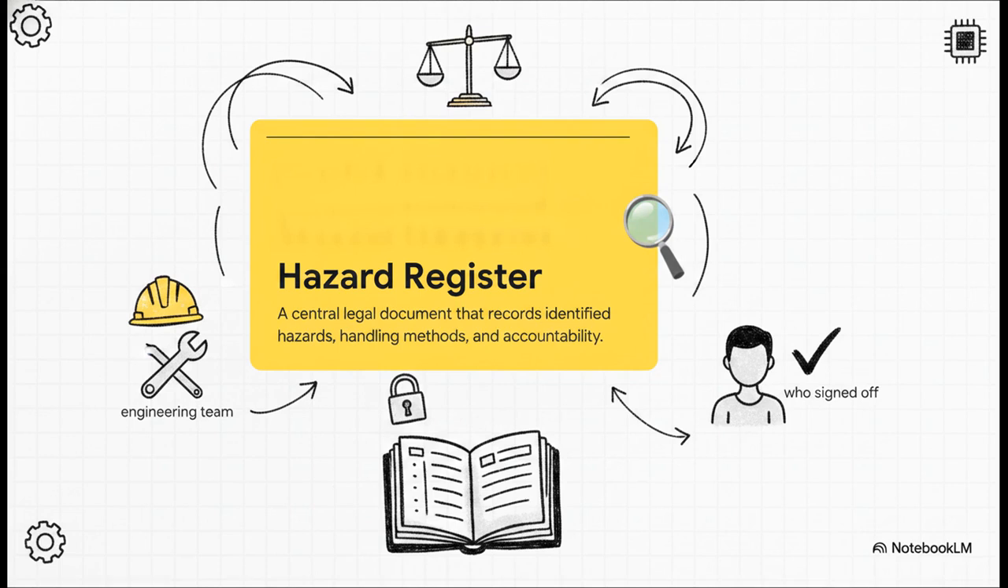And where is all this documented? It all goes into the hazard register. Now, this is absolutely critical. This isn't just a basic spreadsheet. It is the central legal document of a project. It tracks every single potential hazard identified during the project, details exactly how the engineering team mitigated that hazard, and crucially records exactly who signed off on it. Personal accountability is the whole game here. If an accident actually happens, investigators will immediately look at the hazard register to see who was responsible for ensuring safety. Engineers must legally stand by their decisions.